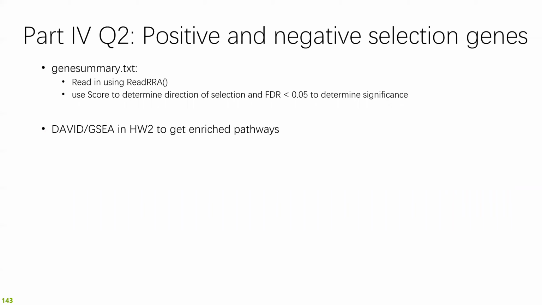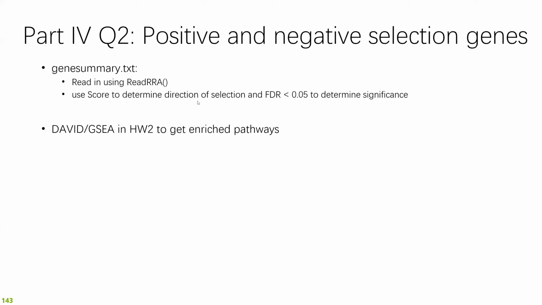And for question 2, we ask you to subset those positively and negatively selected genes and figure out what pathways they are enriched in. So this time, you want to use this gene summary.txt file, and you should read it with a function here, read RA. And it will contain a column for score and another column for FDR. And you use score to determine the direction of selection and FDR below 0.05 to determine the significance.